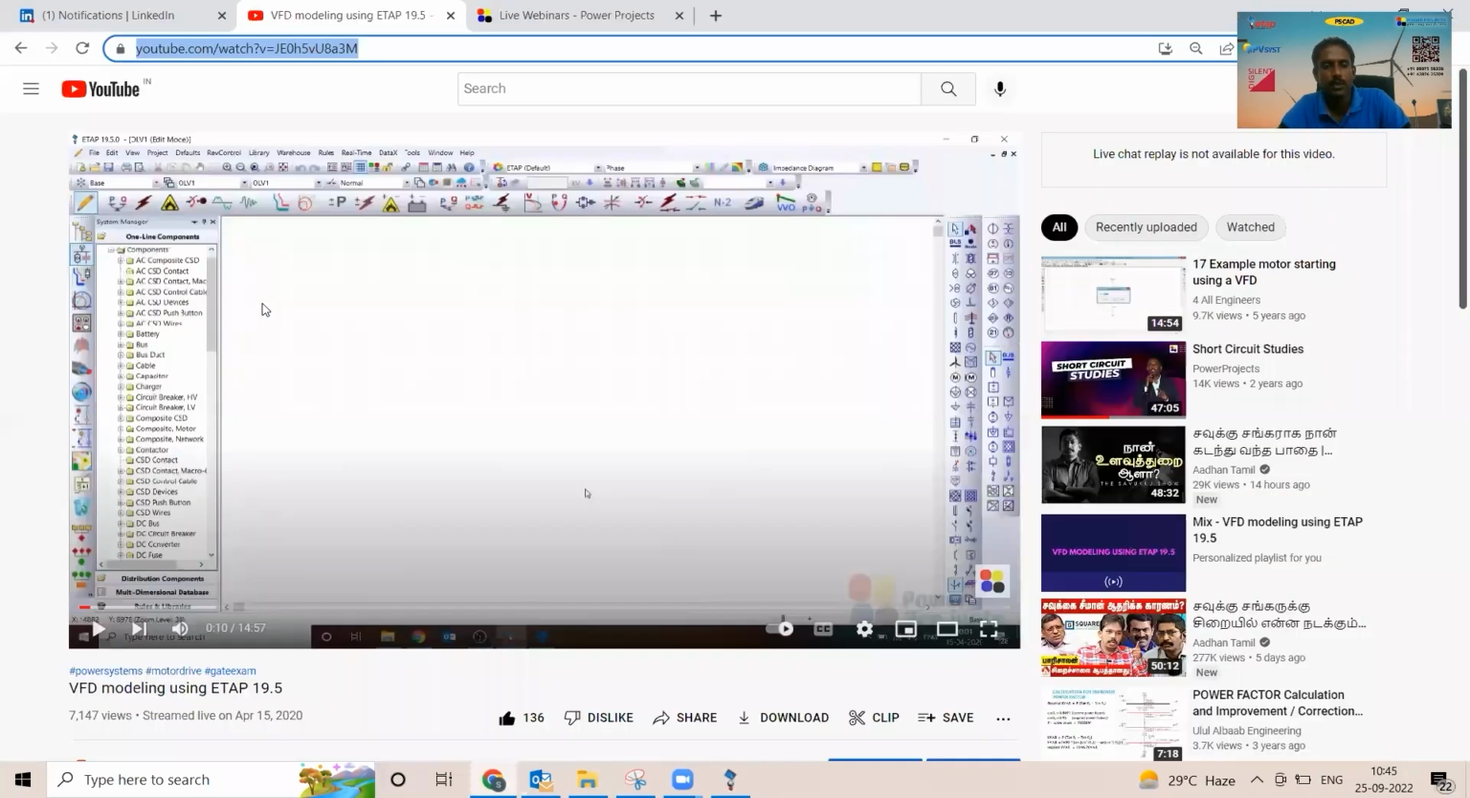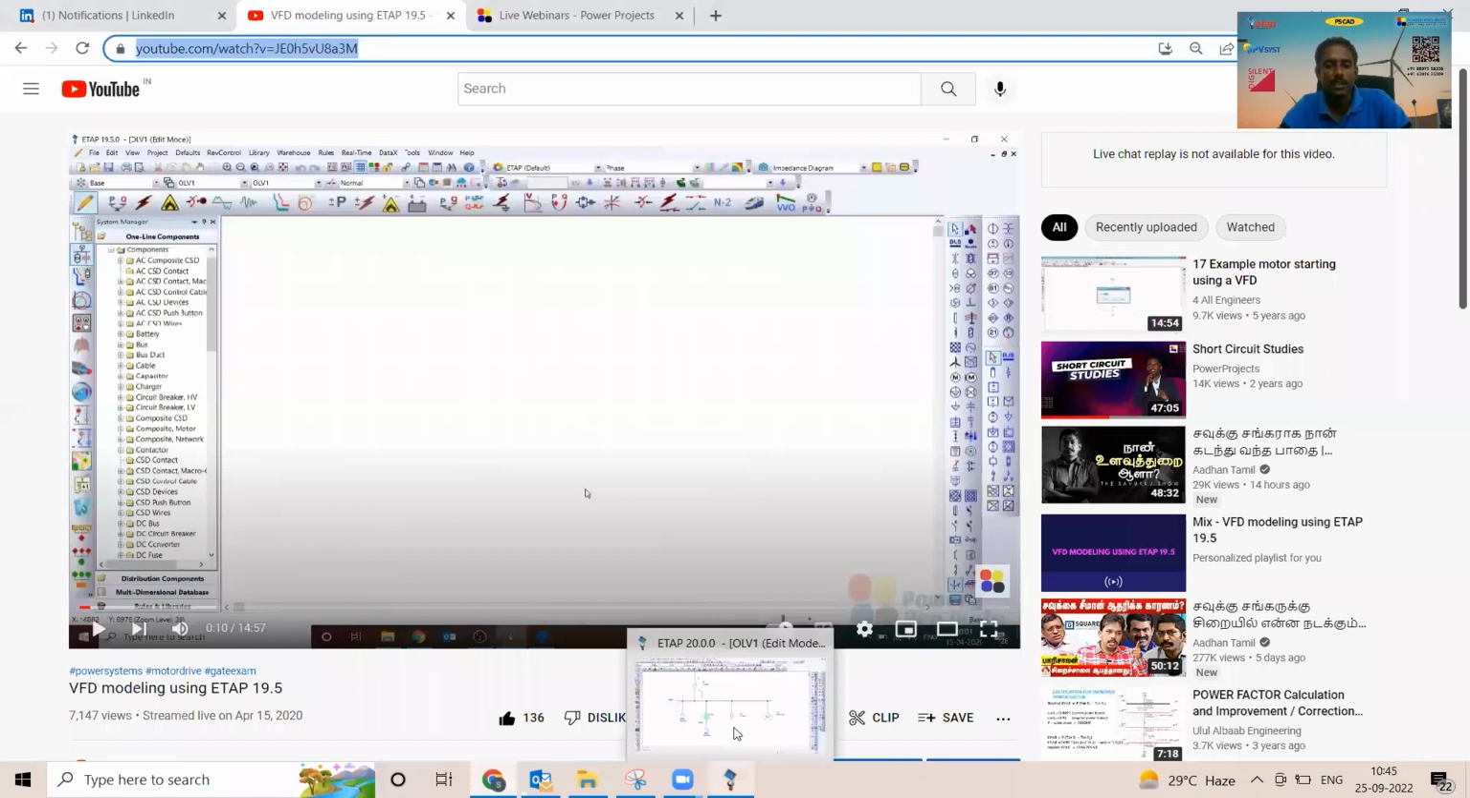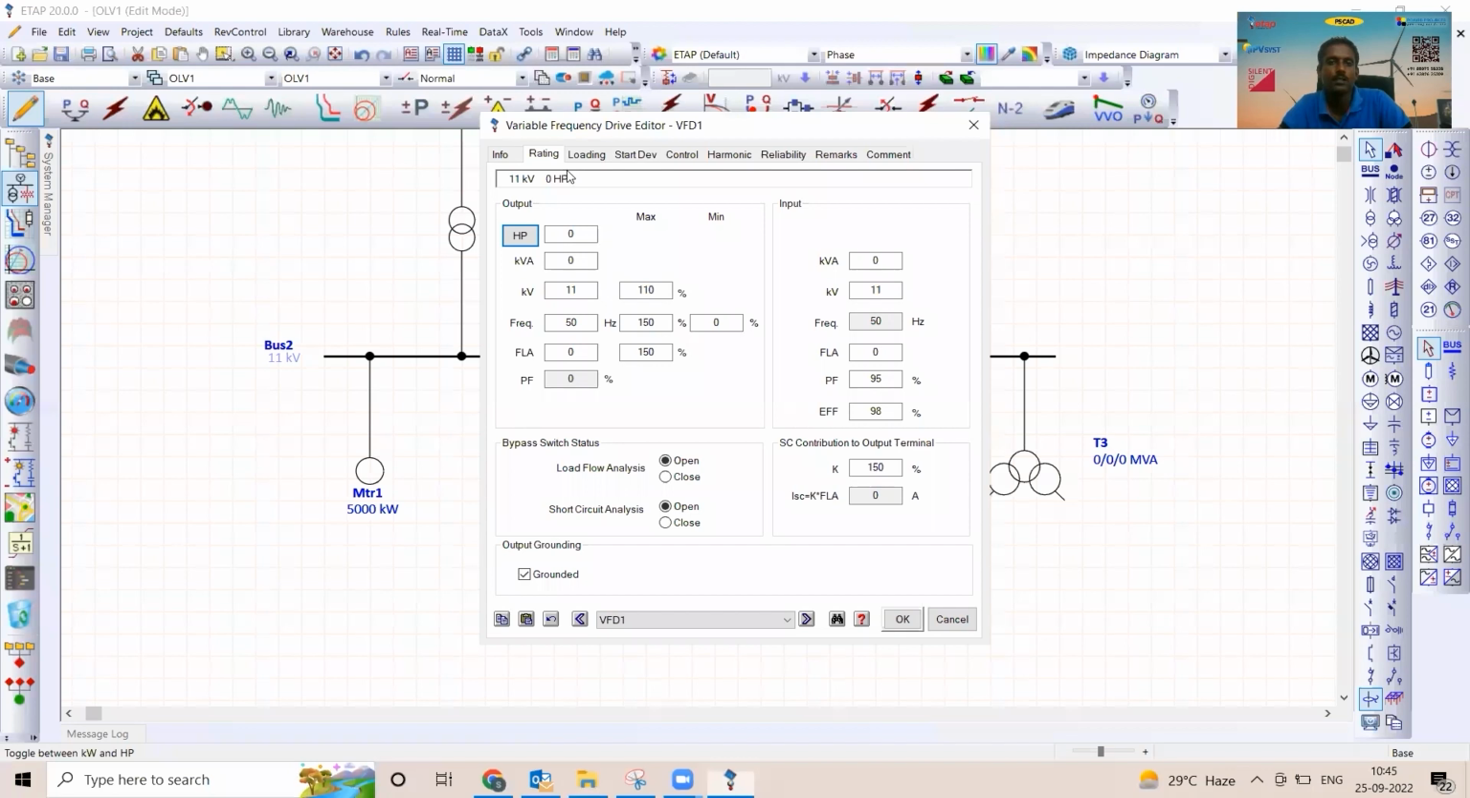For your benefit, make sure you bookmark that video and watch it. It's probably a bit lengthy. I'm not going to repeat the same thing here, but I have explained exactly how to model this variable frequency drive. I'm skipping that portion now and moving a little quickly.